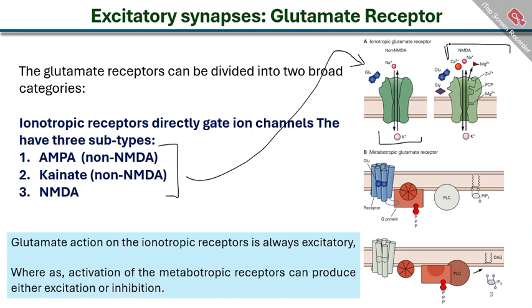Similarly, the NMDA receptor is also permeable to sodium, but it is more permeable to calcium as compared to the non-NMDA or AMPA receptors. The metabotropic glutamate receptors, their functional anatomy is shown here. Whenever they are stimulated, they result in the stimulation of G protein. Glutamate action on the ionotropic receptors is always excitatory. This is an important point to be taken into account.